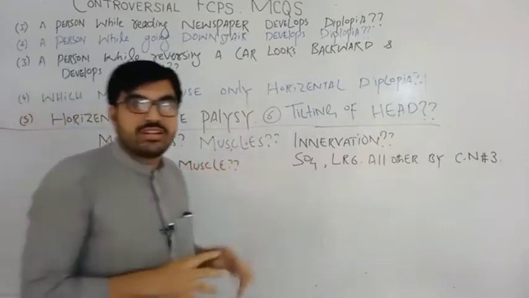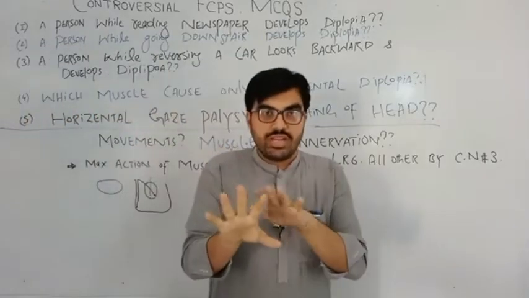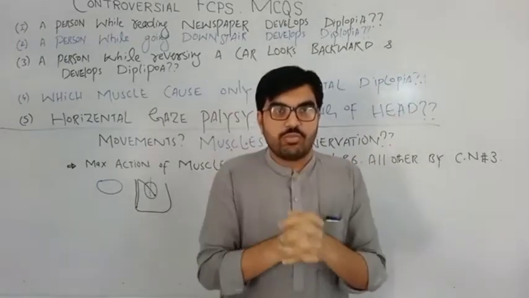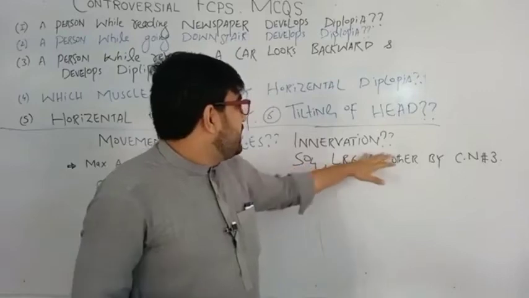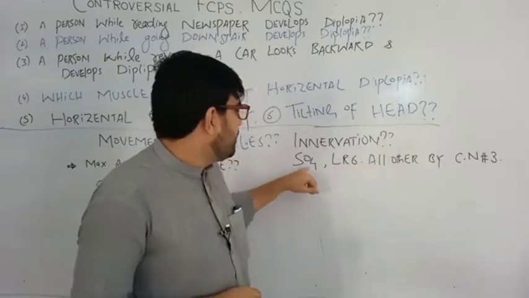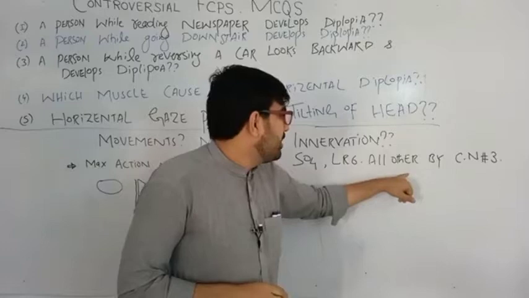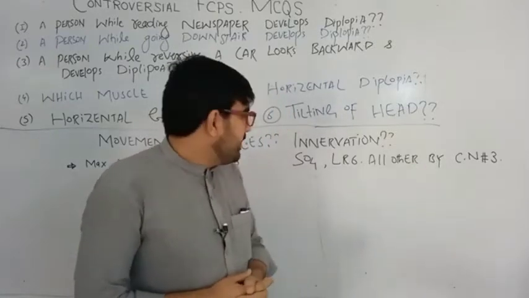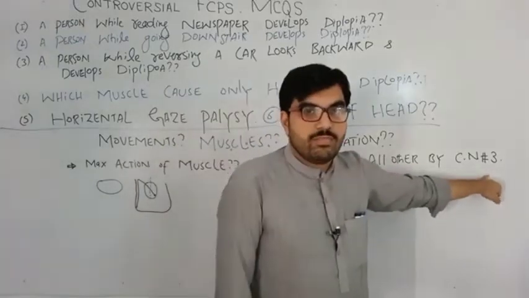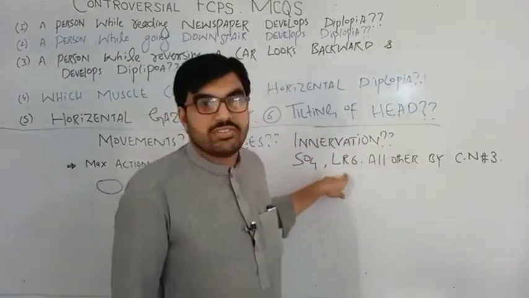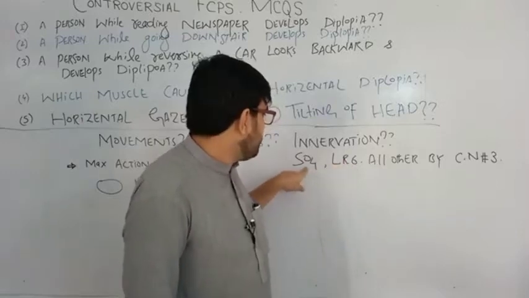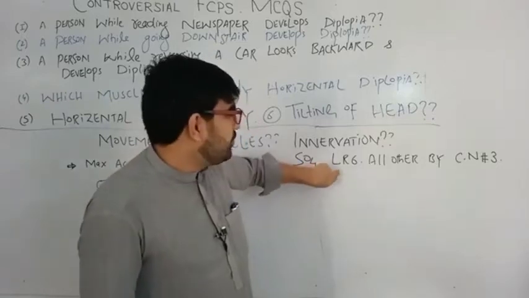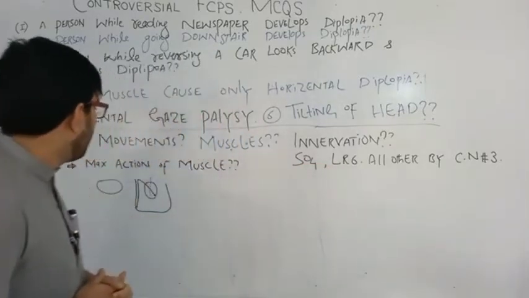So muscles, how many muscles are there? There are 6 muscles: superior rectus, inferior rectus, medial rectus, lateral rectus, superior oblique and inferior oblique. There are MCQs regarding these. These are very simple: SO4, LR6 and all others by cranial nerve 3. So the extraocular muscles are supplied by cranial nerve 3, except SO4, LR6: lateral rectus by the 6th nerve and superior oblique by the 4th nerve, that is the trochlear nerve. Now these two are very tricky. We will explain it in a while.